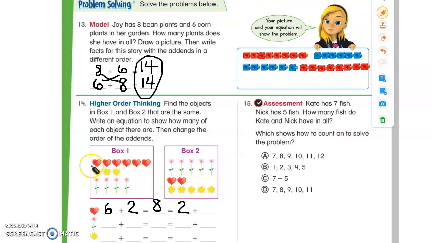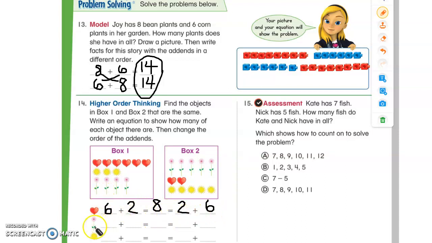And now I'm going to count the hearts in box 1, or I could reference my equation on the left-hand side of the equals symbol, which is 6. 1, 2, 3, 4, 5, 6. So 2 plus 6 equals 8. Remember, equal signs just tell us that the value is the same on all sides. So 6 plus 2 equals 8. 8 equals 2 plus 6.